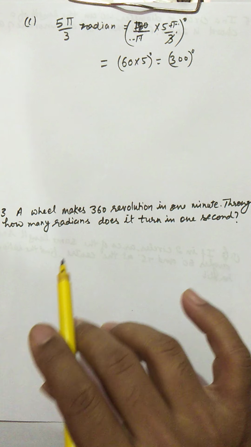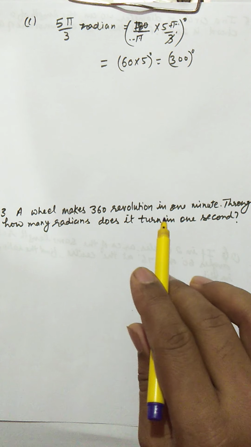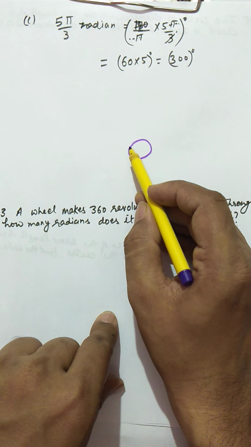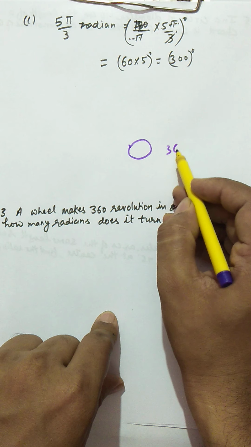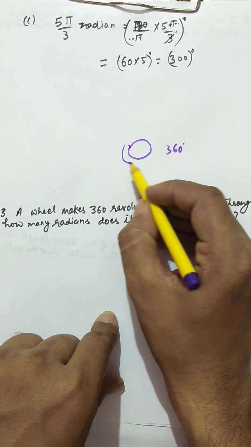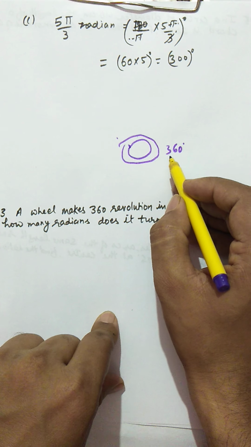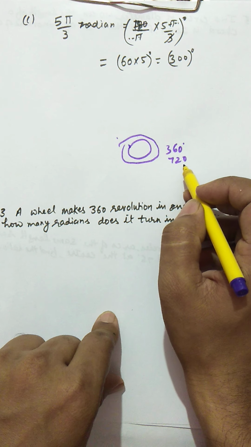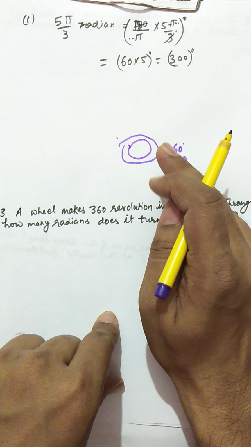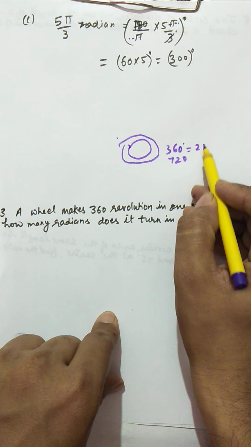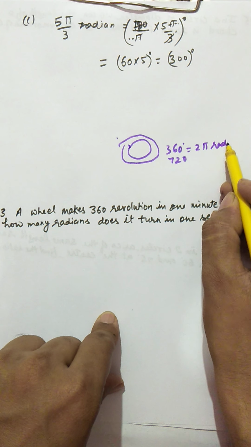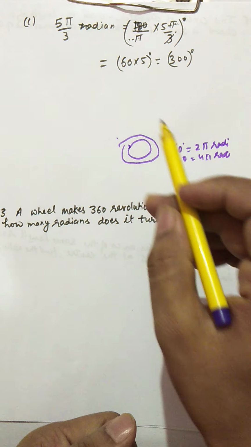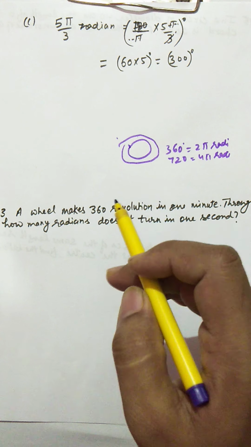Now question number 3 is, a wheel makes 360 revolutions in 1 minute. See, if a wheel moves one revolution, it means the angle is 360 degrees. If it again moves a second round, then the total angle will be 720. If it again moves, then you add 360 again. So one round means 360 degrees, or in radians you can say 2 pi radian, and this is 4 pi radian. So if one round means 360, two rounds mean 720.